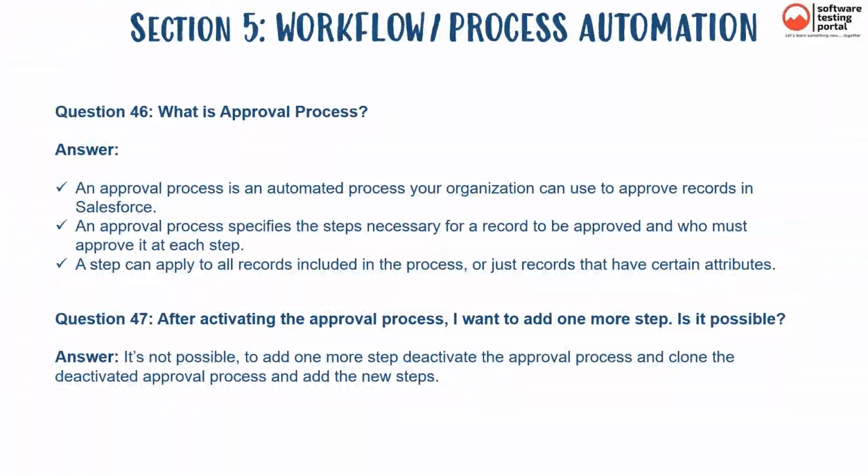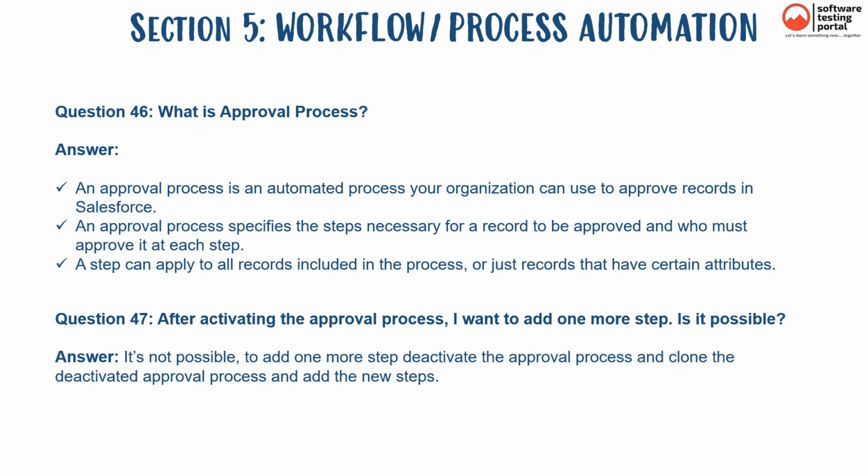Question 46. What is approval process? An approval process is an automated process your organization can use to approve records in Salesforce. An approval process specifies the steps necessary for a record to be approved and who must approve it at each step. A step can apply to all records included in the process, or just records that have certain attributes.